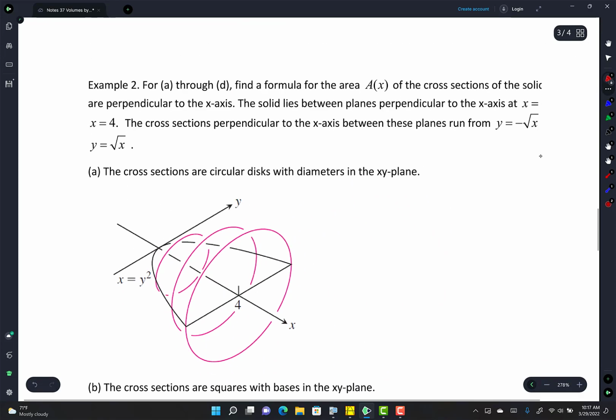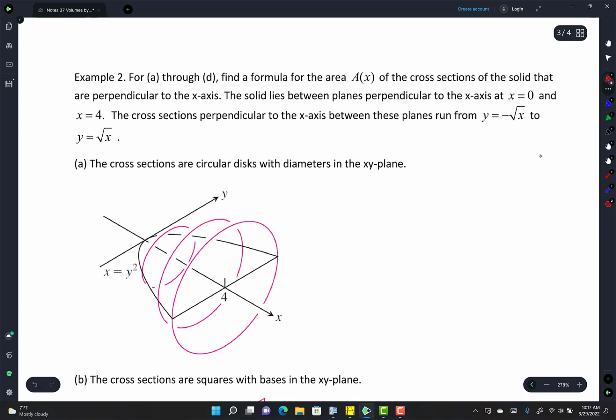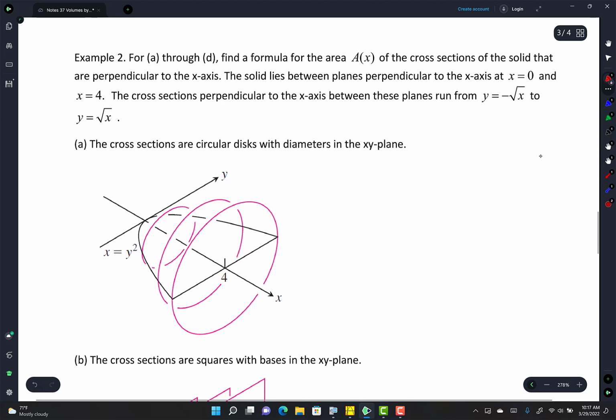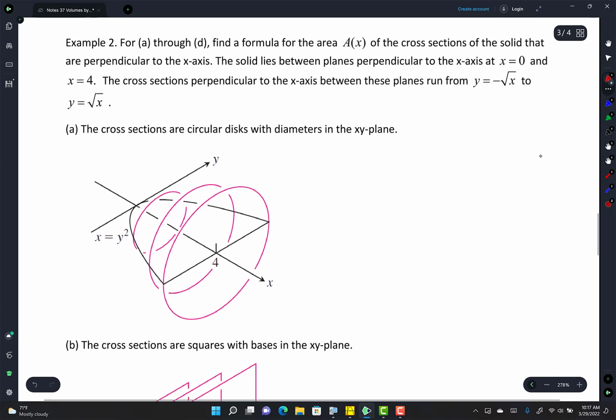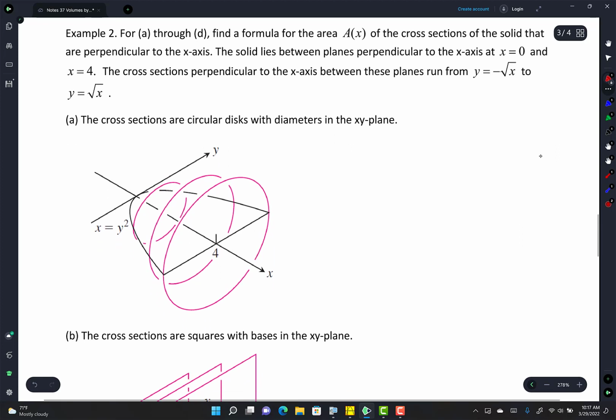Let's read what they want us to do. Example 2. For A through D, find a formula for the area A of x of the cross sections of the solid that are perpendicular to the x-axis. The solid lies between the planes perpendicular to the x-axis at x equals 0 and x equals 4. The cross sections perpendicular to the x-axis between these planes run from y equals negative square root of x to y equals square root of x.